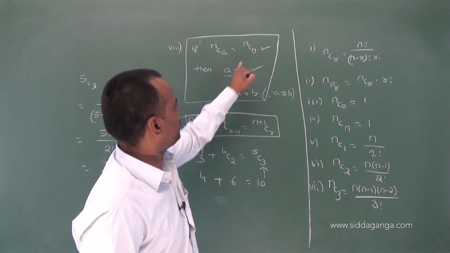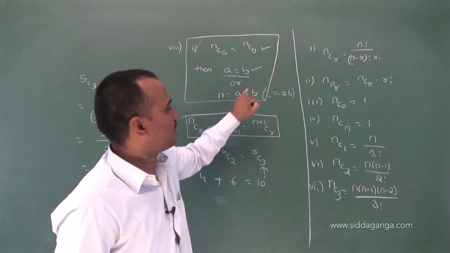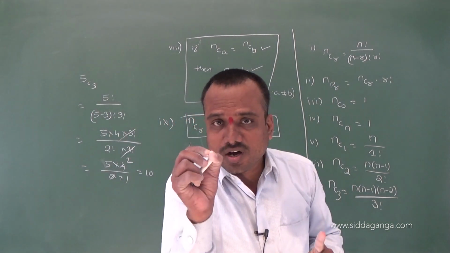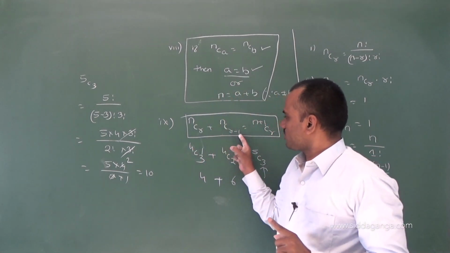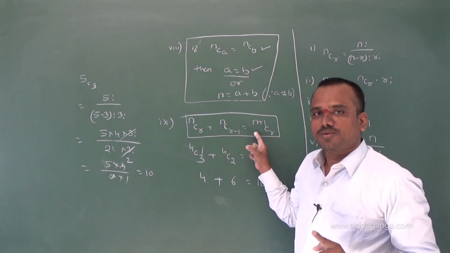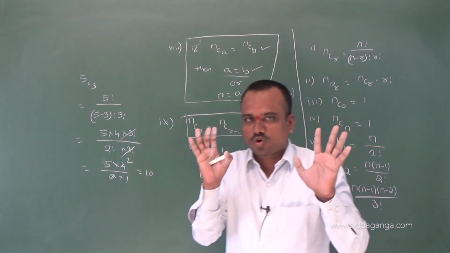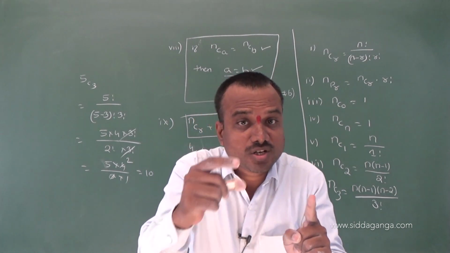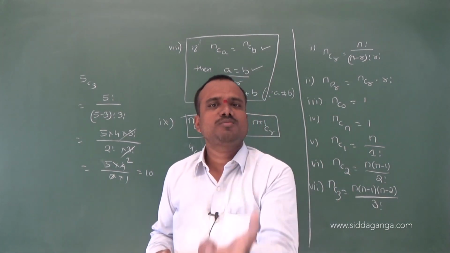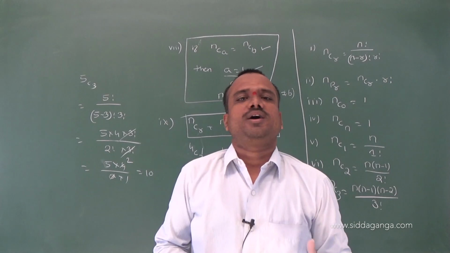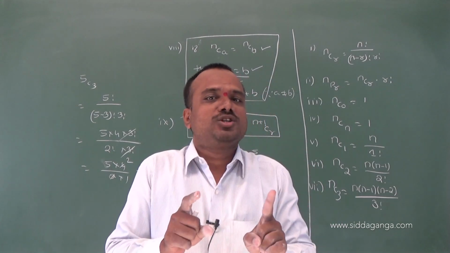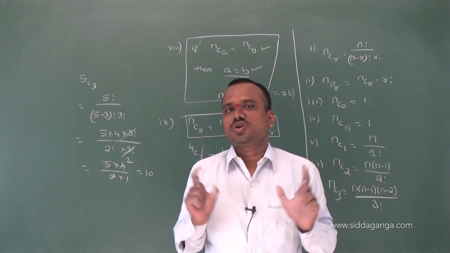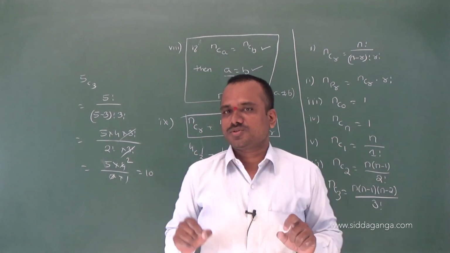NCA is equal to NCB, then A is equal to B or n is equal to a plus b. And a very important rule: NCR plus NCR minus 1 is always equal to n plus 1 CR. So once again I explain, combination means selection of objects taken some at a time or all at a time. So in combination, position is not important. After knowing this concept, we solve the problems one by one.